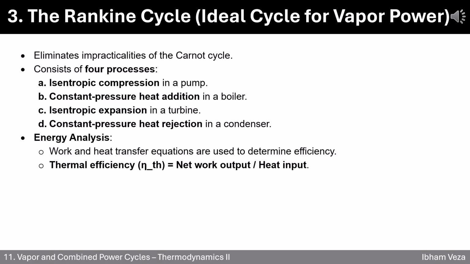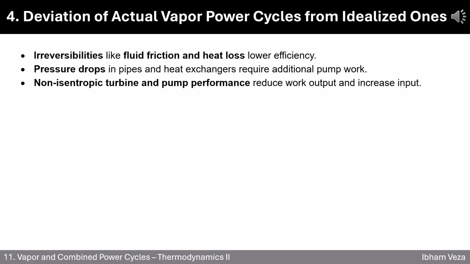To analyze the cycle's performance, we use energy equations to track the heat added and the work done. The key metric is thermal efficiency, calculated as net work output divided by heat input. This tells us how much of the input heat is effectively turned into useful work. The Rankine cycle shows us how to design a realistic, efficient power plant by focusing on achievable processes rather than theoretical perfection.